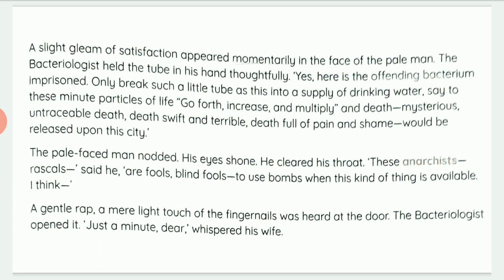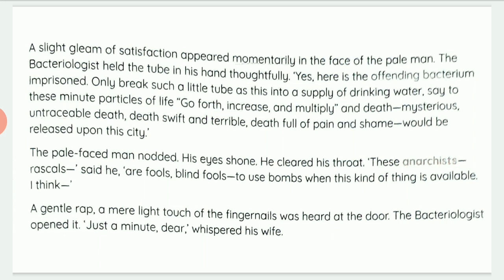So now when the bacteriologist has given him the exposure of the living bacteria, his expressions changed. Now he was satisfied. That little glow of satisfaction, though it was momentary, was there in the face of the pale man, and of course he was happy about the fact. And now the second thing running in his mind was how he would be able to clearly steal the tube from there.